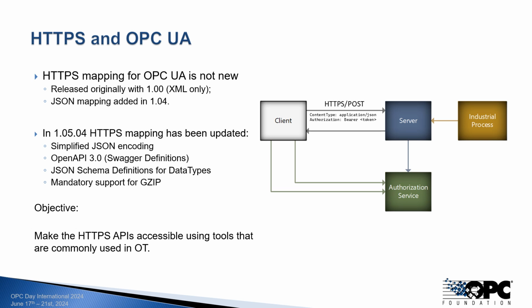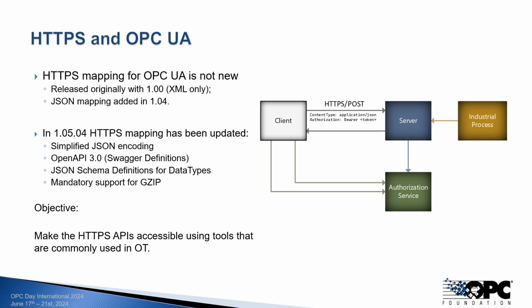Originally, in the 1.0 of the spec, we had SOAP XML support, and we had two protocols, UA binary over TCP or SOAP XML over HTTPS. In 1.04, which was around 2018, we added in a JSON mapping into the spec because the world had evolved. People stopped using SOAP XML and they moved towards JSON as the standard format for doing web services.